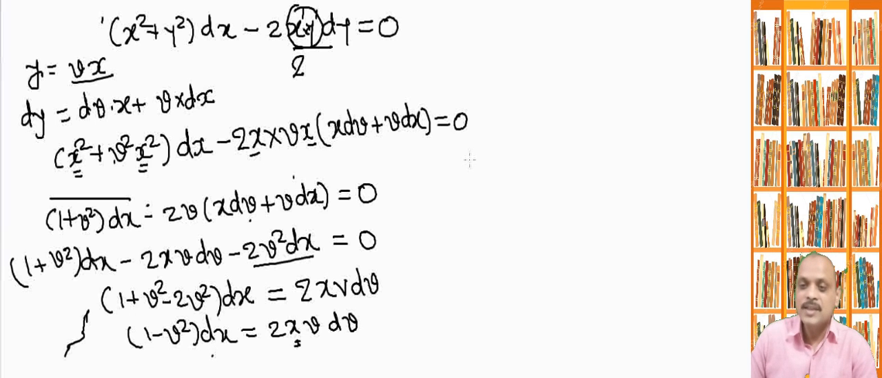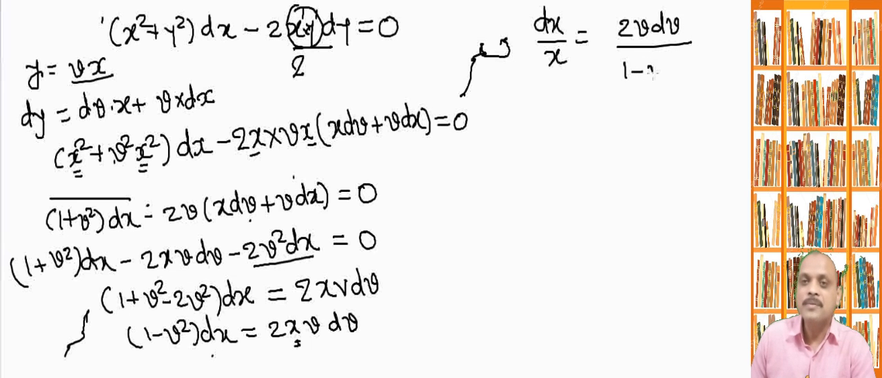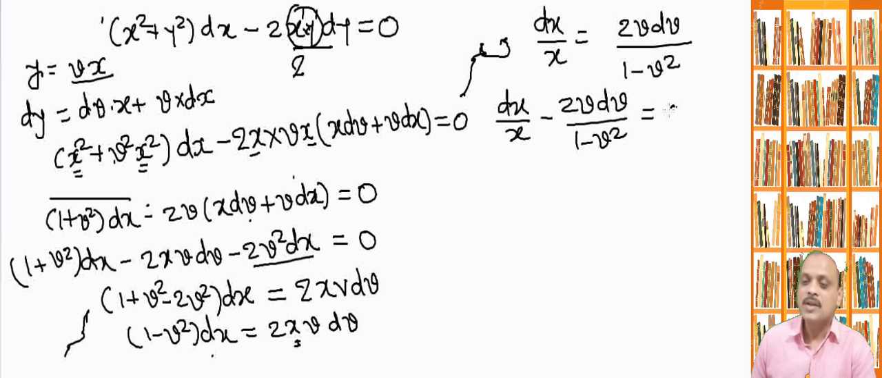So let us transform x to this side and 1 minus v square to this side. So easily you can see that we get dx divided by x equal to 2v dv divided by 1 minus v square. Again taking this term to this side, dx divided by x minus 2v dv divided by 1 minus v square equal to 0. In the second term, you can see that the numerator is a derivative of the denominator. Derivative of denominator is minus 2v dv.